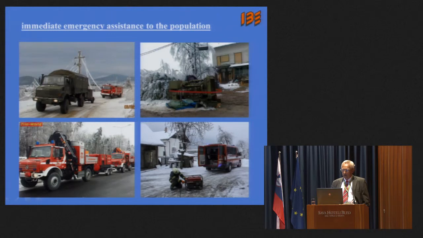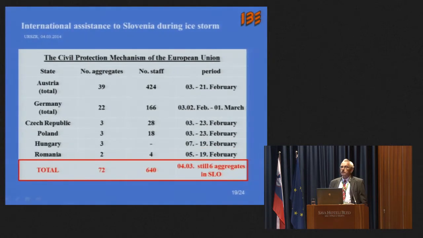Normally, emergency assistance to the population was provided immediately. Army and fire brigades were engaged, bringing very different aggregates for producing electricity, bigger aggregates for whole villages and smaller for some houses. And what is interesting is that for the first time we asked for assistance, for help, from the civil protection mechanism of the European Union.